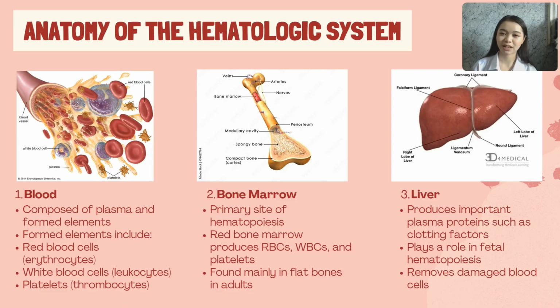The liver also plays an important supporting role. It produces plasma proteins such as clotting factors and helps remove old or damaged blood cells from circulation. During fetal life, the liver even functions as a site of blood cell production. So, by understanding where blood cells come from and how they are organized, we can now move on to how these structures work together, which brings us to the physiology.